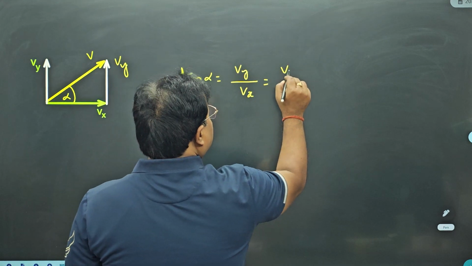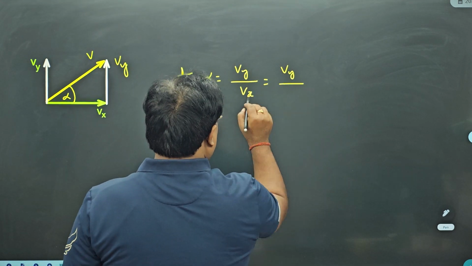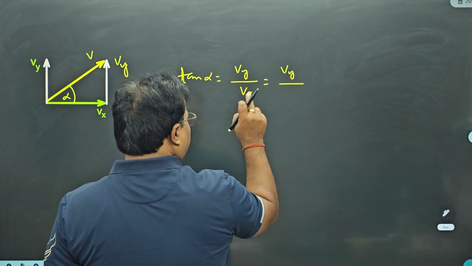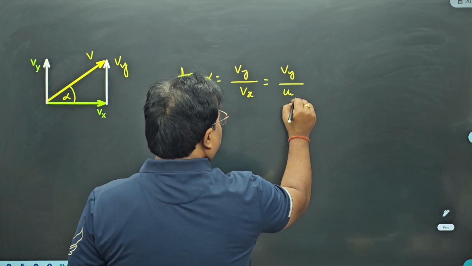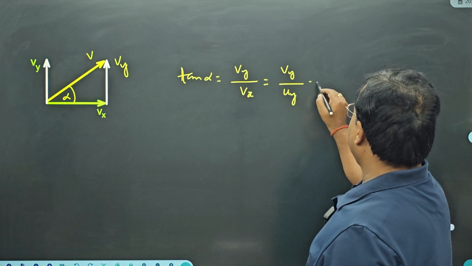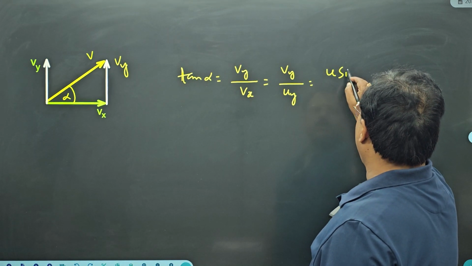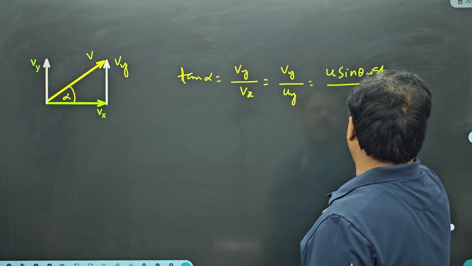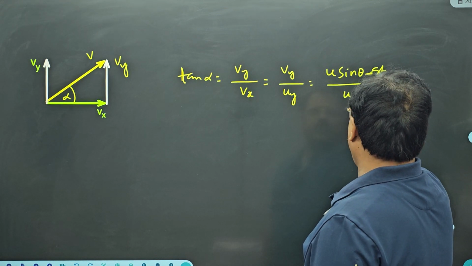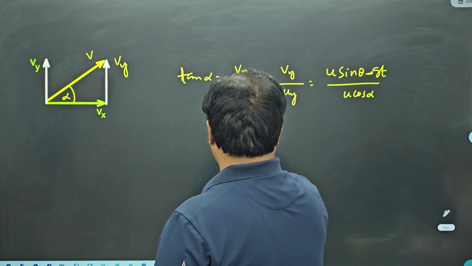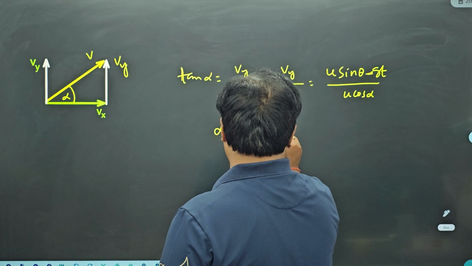What is Vx? The horizontal component of velocity does not change. Therefore, the horizontal component of velocity at A is equal to the horizontal component of velocity at the point of projection O. Okay, my dear students, what is Vy? Vy is u sin theta minus gt, divided by u cos theta. Then what is the angle that the resultant velocity makes after time t?